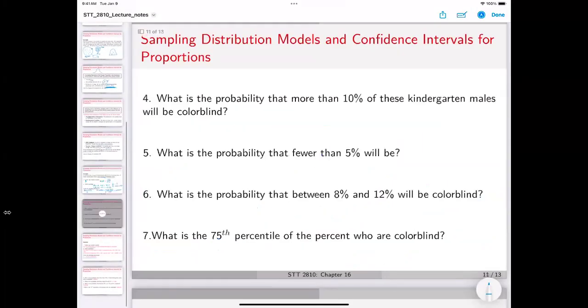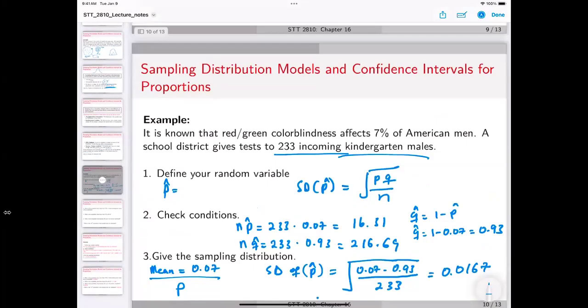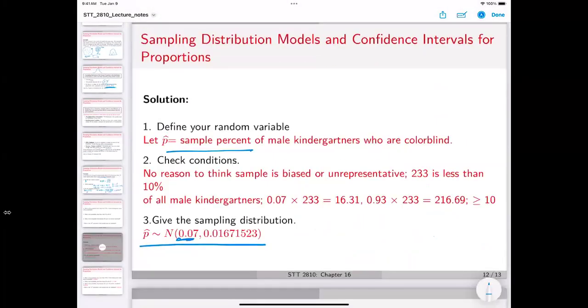Now, the next question we want to do is, let's try to answer 4, 5, 6, and 7. For us to answer 4, 5, 6, and 7, we are going to use StatCrunch. We are going to input the mean to be 0.07 and then this to be the standard deviation. Is that okay? So let's go to StatCrunch and do that right away.